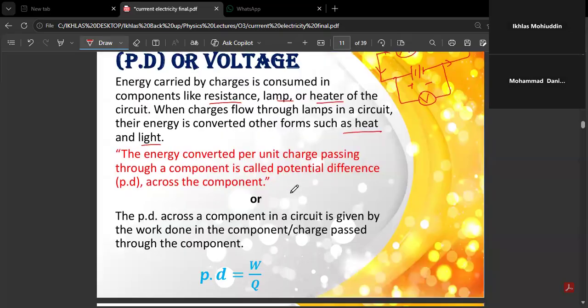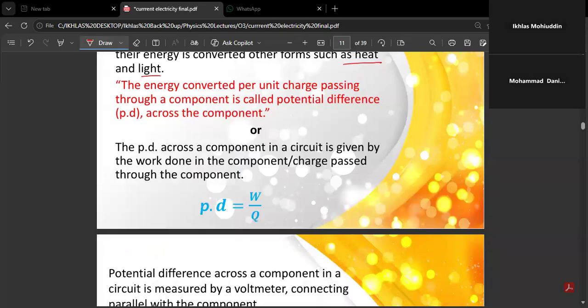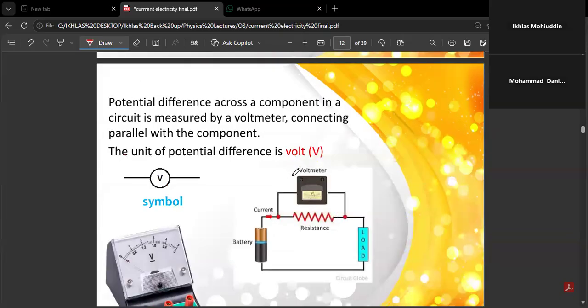So the formula would be the same. Daniel, potential difference is W upon Q, as is EMF, W upon Q. The SI unit for both is the same. Electromotive force has an SI unit of volts, and potential difference has an SI unit of volts. So potential difference across a component in a circuit is measured by a voltmeter connected in parallel with the component.